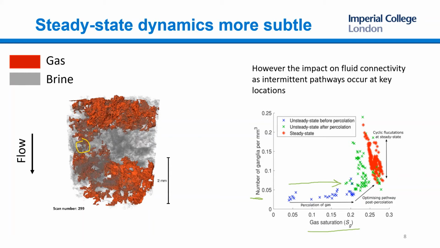And then at steady state, what we see is a very narrow range in saturation. The saturation is actually fluctuating plus or minus 15% of the mean, but we see a huge range in the number of ganglia, so the impact this saturation is having on the connectivity of the fluids. And in this direction, actually, the number of ganglia is fluctuating plus or minus 70% of the mean. So it really is something that we have to consider in our models.